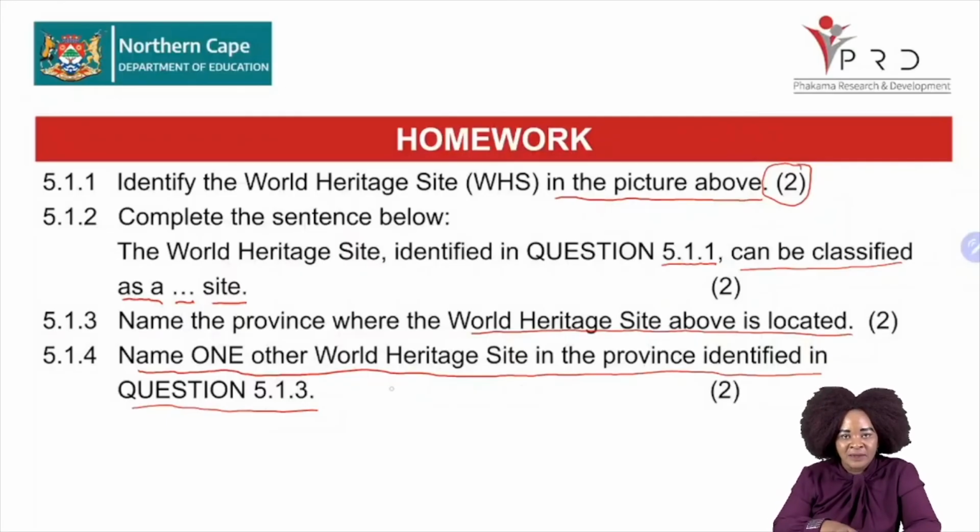Once you are done doing that, it means now you need to take the map of South Africa and be able to write each and every one of these World Heritage Sites on the map, so that in case you are given a map in the question paper, you are also able to locate them on the map. But most importantly, you must know which provinces have got 2 of these World Heritage Sites.